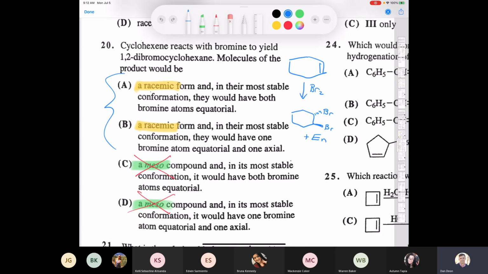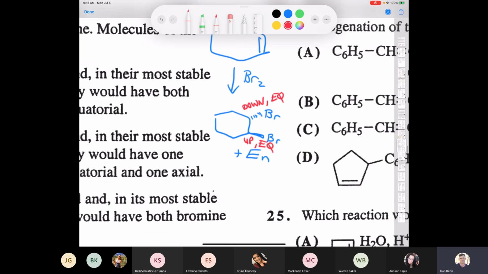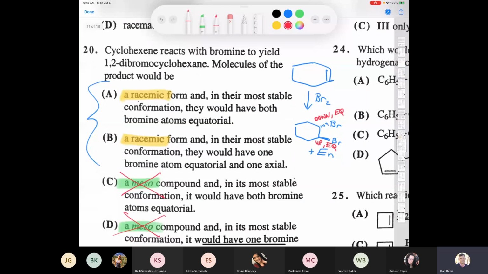Everybody that answered, right? Because you know that, let's say, for example, this has to be down, right? And if this is down and axial, okay, what would that mean? That would mean that this one is up and axial. So if we back it up and we say this one is down and equatorial, that means that this would be up and equatorial, wouldn't it? Okay. And so the answer is A, that it's going to be racemic in form. In the most stable conformation, both of the bromines are going to be equatorial. And so that's your answer.